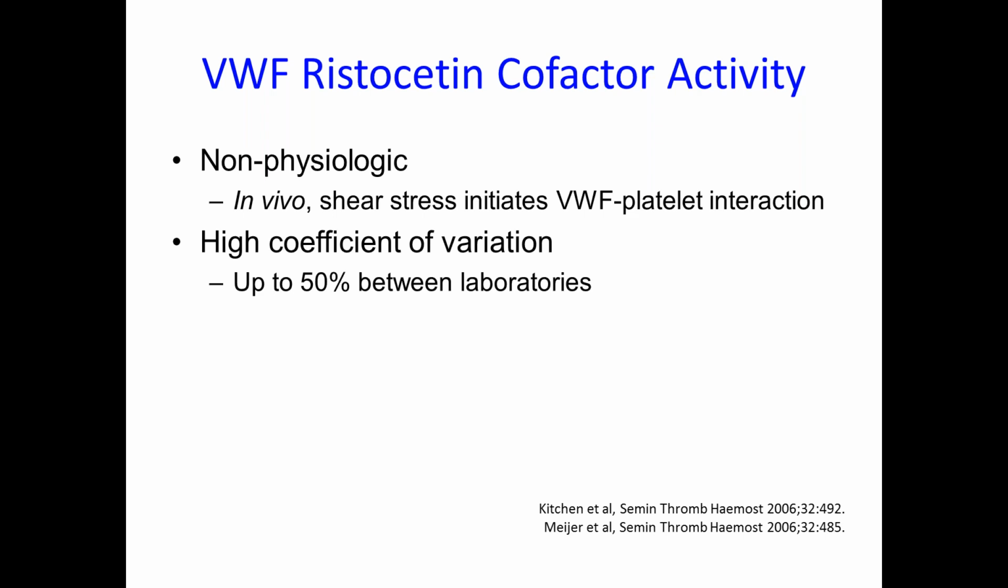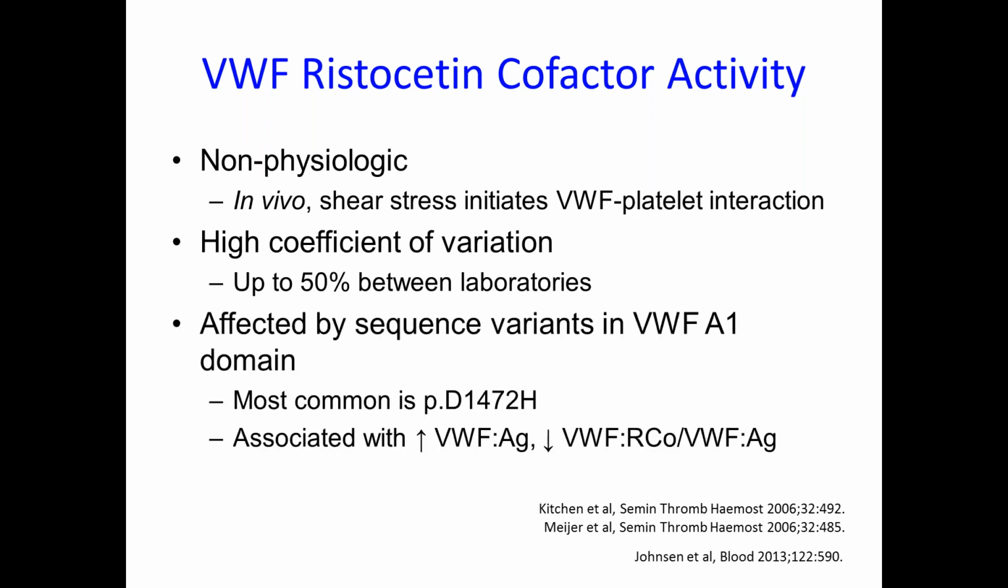There's some data from the early 2000s showing it can be up to 50% between laboratories. So basically, if you want to diagnose someone with von Willebrand disease, just keep repeating their ristocetin cofactor activity, and eventually you'll get a low level. It's also problematically affected by sequence variants in the VWF A1 domain. The most common one of these is the p.D1472H variant, which is associated with an increased antigen and a decreased ristocetin cofactor to antigen ratio.